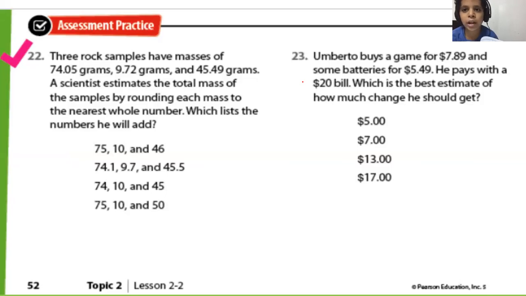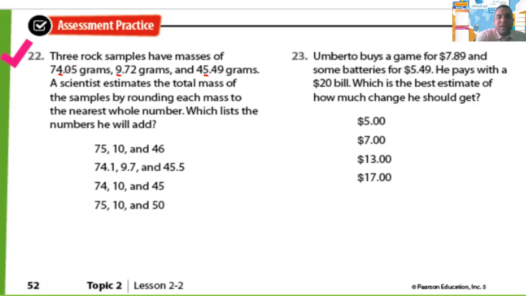Three rock samples have masses of 74.05 grams and 9.72 grams and 45.49 grams. A scientist estimates the total mass of the samples by rounding each mass to the nearest whole number. Which lists the numbers he will add? Very good. What is the nearest whole number do we have here? Here is 4. There is 9, and here is 5.